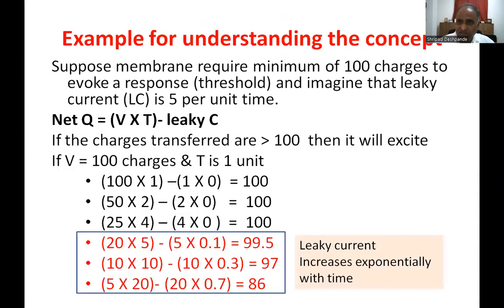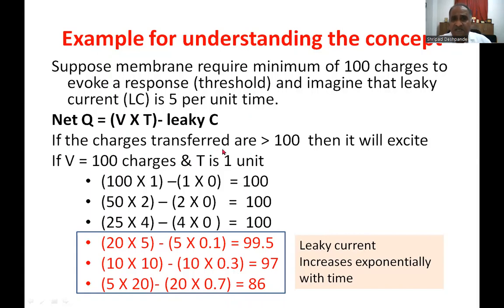Then move on to this example here. I have given you a very simple arbitrary, or imaginary, example. Suppose the membrane requires a minimum of 100 charges to evoke a response. And imagine that the leaky current is variable. It's not 5 per unit time, it is 0.1 to variable per unit time. I will use the word variable. You forget about this writing. So then the net transfer of charges is equal to V into T minus the leaky current.